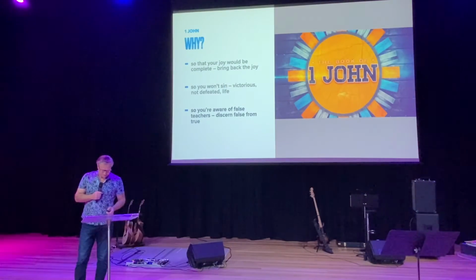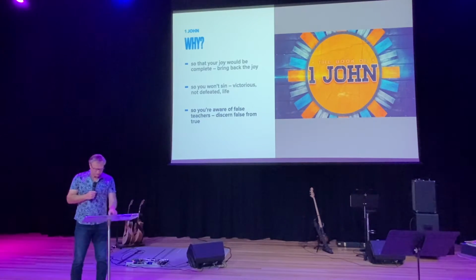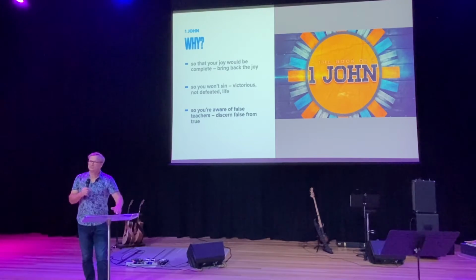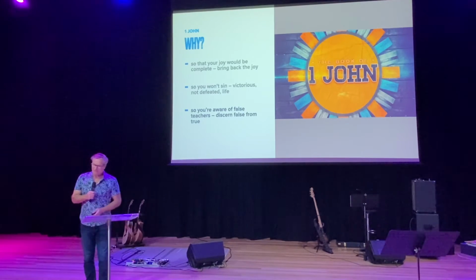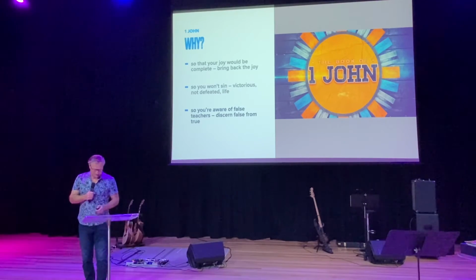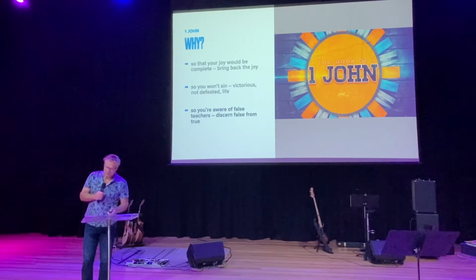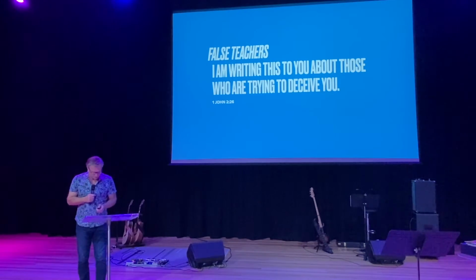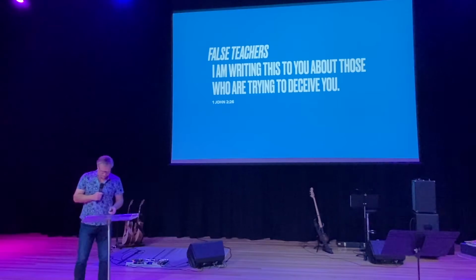Thirdly, he wrote so that his readers were aware of false teachers, enabling them to discern between truth and lie. He talks a bit about antichrists. Little antichrists as opposed to the antichrist. And he talks a bit about how you can discern falsehood from truth. And this is what he says. I'm writing this to you about those who are trying to deceive you. 1 John 2:26.